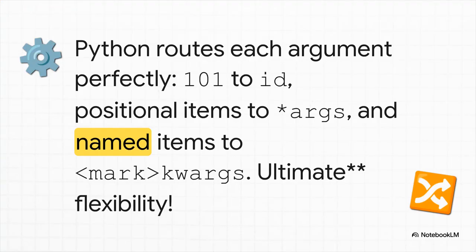Let's break down exactly what happens in this register function. When we call it, Python is very methodical. First, it sees the positional argument 101 and assigns it to the standard parameter ID. Easy. Then it sees more positional arguments, math and science, so it packs those into the args tuple. Finally, it sees the keyword arguments, active equals true and grade equals A, and scoops those up into the kwargs dictionary. See, everything goes exactly where it's supposed to.